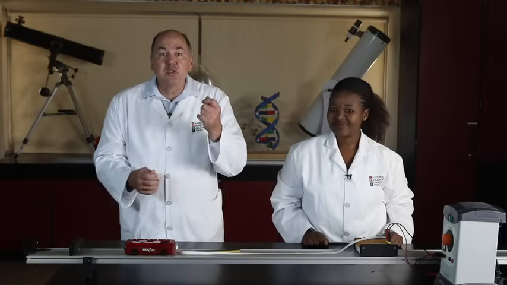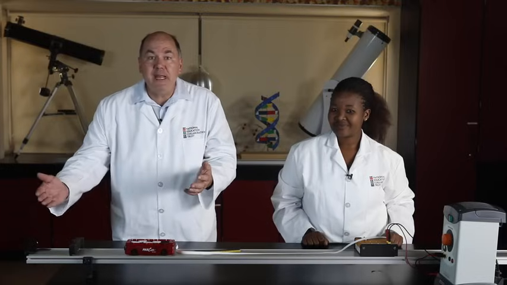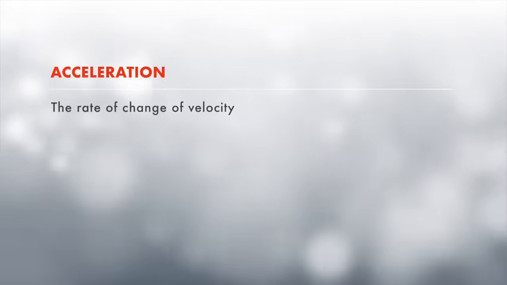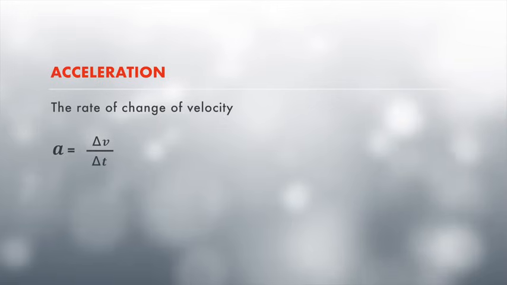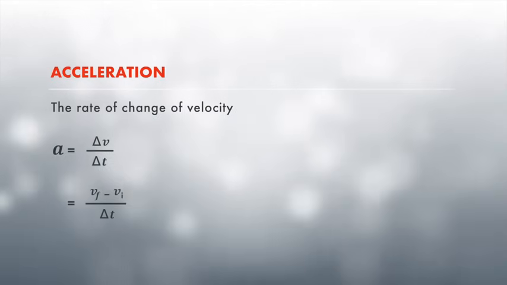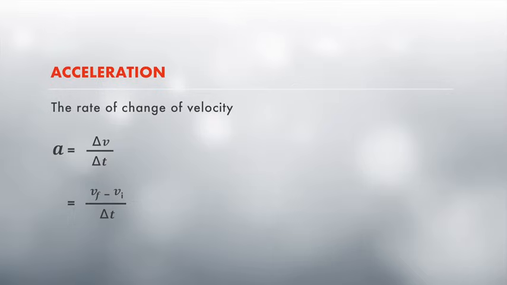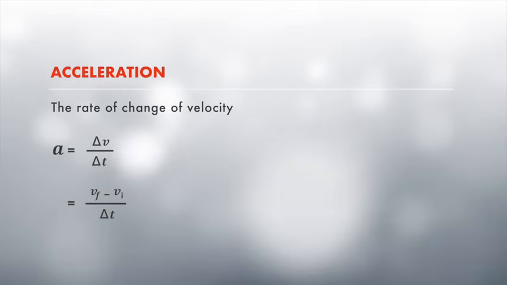So the friction compensated track allows us to use the pulling force of falling weights as the net force acting on the trolley. That's really cool. My next question is, how do we measure the acceleration of the trolley? Acceleration is the rate of change of velocity. It is a change in velocity divided by the change in time. Acceleration is the final velocity minus the initial velocity divided by the time.